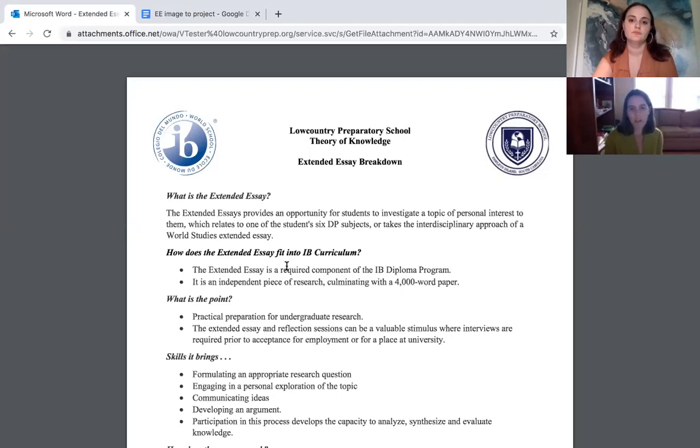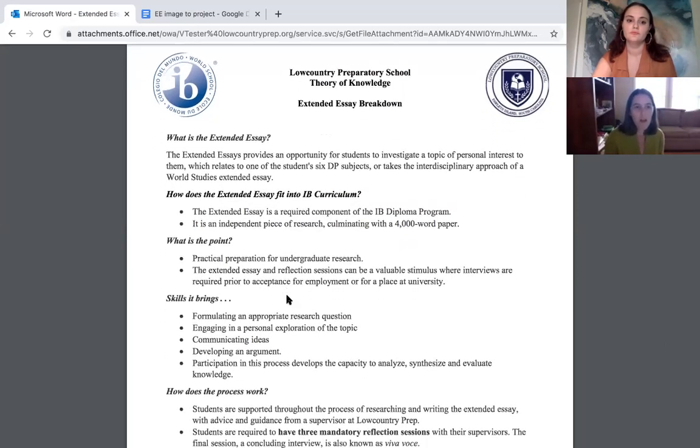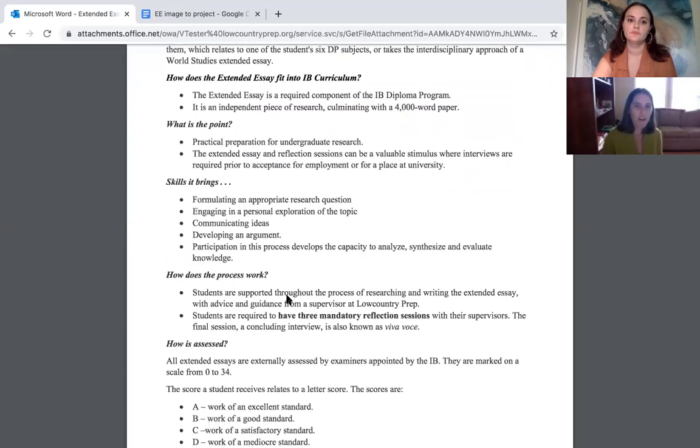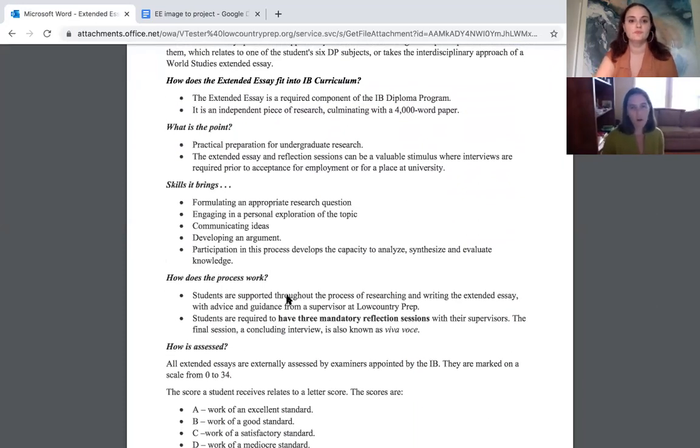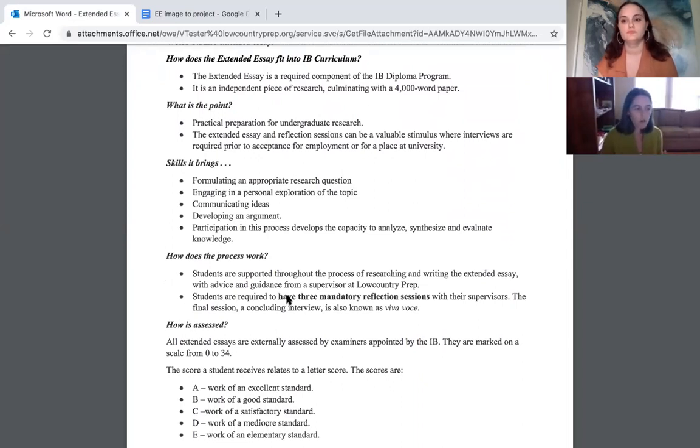I think the question that I get the most about extended essay is how long does it have to be? So the extended essay is a 4,000 word paper. Now, hopefully, this will prepare students who might want to go on to undergraduate research, or that relationship with their advisor will really help when you're going through the application process and applying to colleges. Throughout this process, students have the opportunity to form a research question, communicate their ideas with their advisor, and then obviously, develop their argument as they write the extended essay.